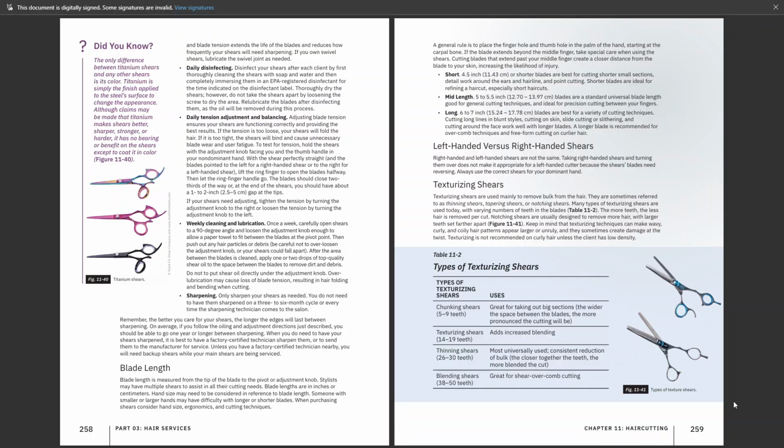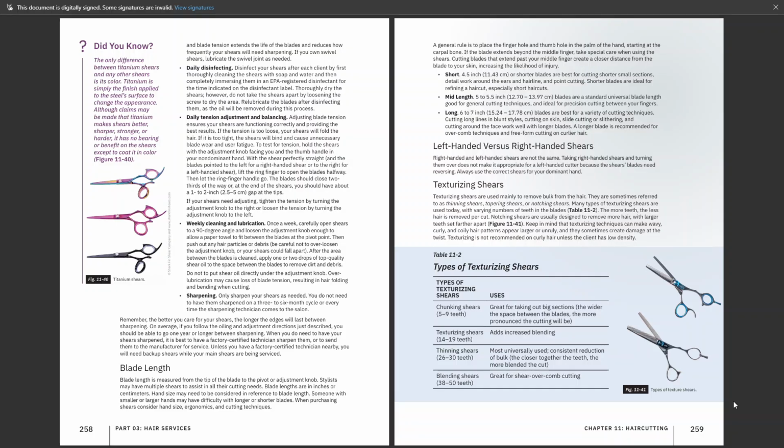To test for tension, hold the shears with the adjustment knob facing you and the thumb handle in your non-dominant hand. With the shear perfectly straight and the blades pointed to the left for a right-handed shear or to the right for a left-handed shear, lift the ring finger to open the blades halfway. Then let the ring finger handle go. The blades should close 2/3 of the way, or at the end of the shears. You should have about a 1 to 2 inch, 2.5 to 5 centimeter gap at the tip.